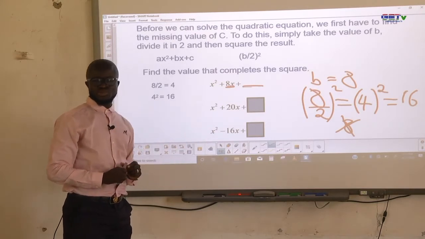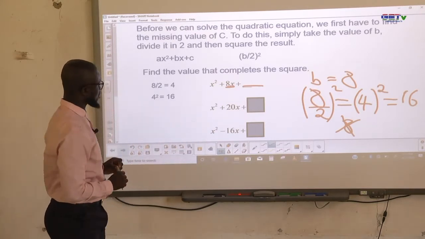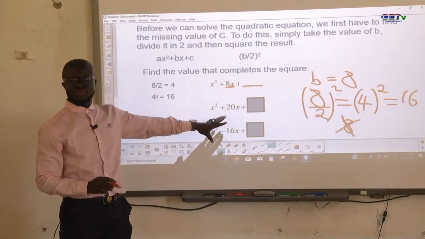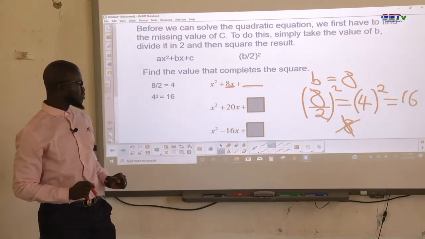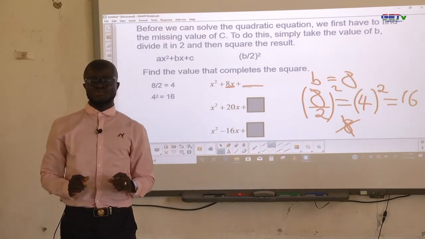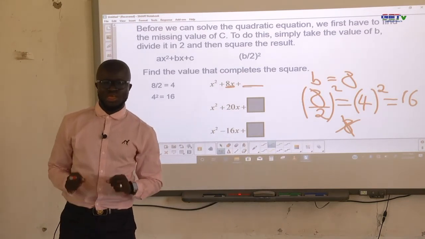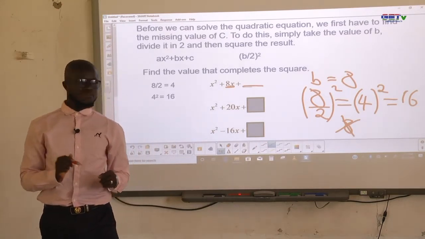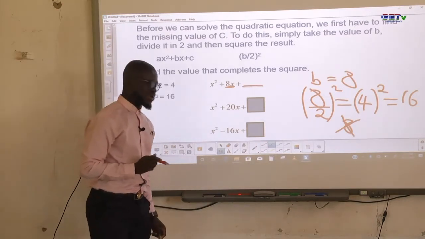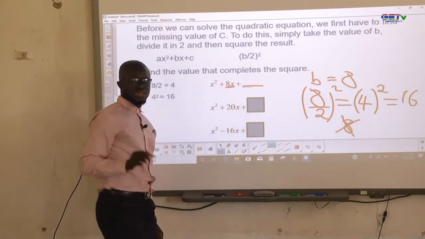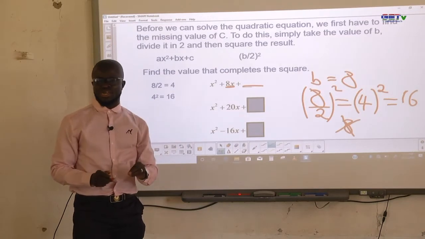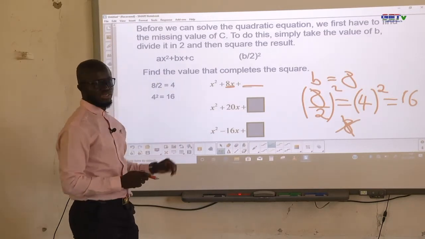Question number 2. In question number 2, the expression given is x squared plus 20x plus a box. What is in that box? Do you know? Who can tell? All right. Now, since I cannot tell, you cannot tell, remember we are given all the rules to investigate and then give the right answer to that empty box.